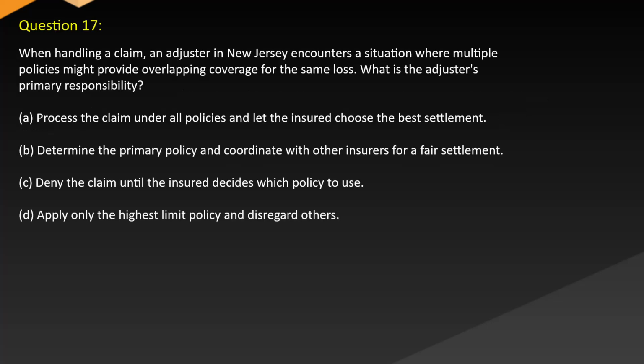Question 17. When handling a claim, an adjuster in New Jersey encounters a situation where multiple policies might provide overlapping coverage for the same loss. What is the adjuster's primary responsibility? A. Process the claim under all policies and let the insured choose the best settlement. B. Determine the primary policy and coordinate with other insurers for a fair settlement. C. Deny the claim until the insured decides which policy to use. D. Apply only the highest limit policy and disregard others.